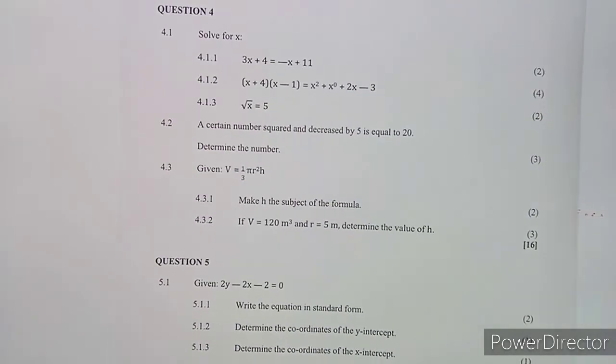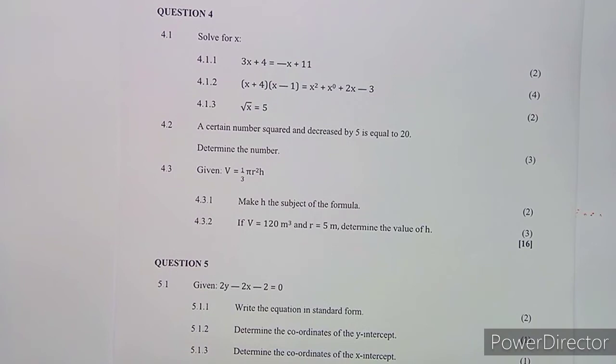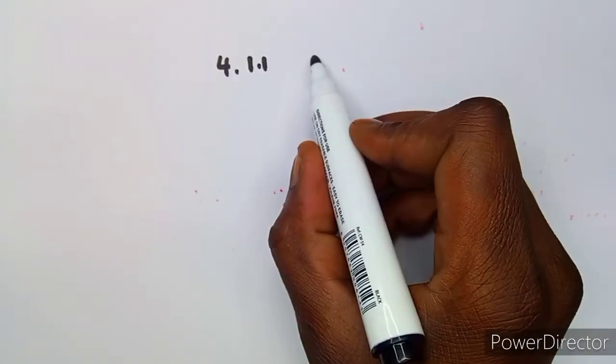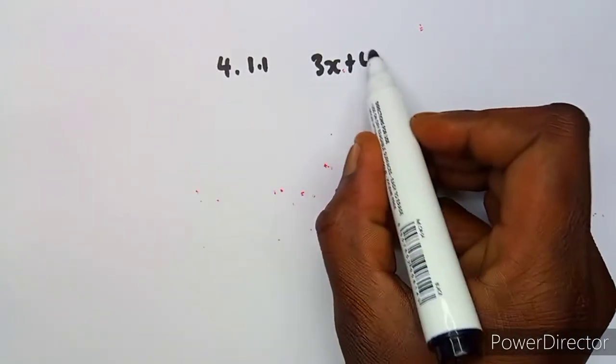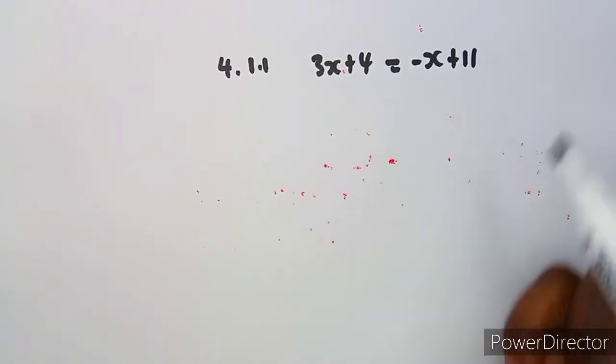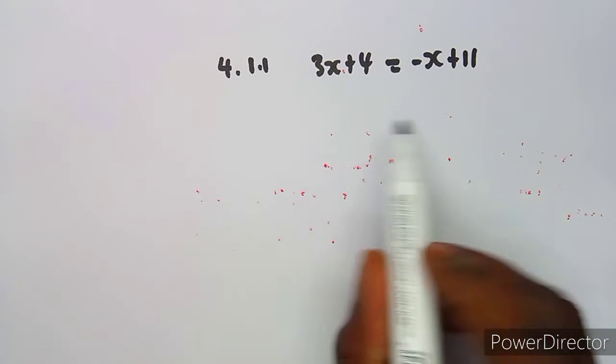Okay, on number 4, we are asked to solve for x. Let's see what type of equation we are given. That's a linear equation, which is 3x plus 4 equal to minus x plus 11. So it's a linear equation.